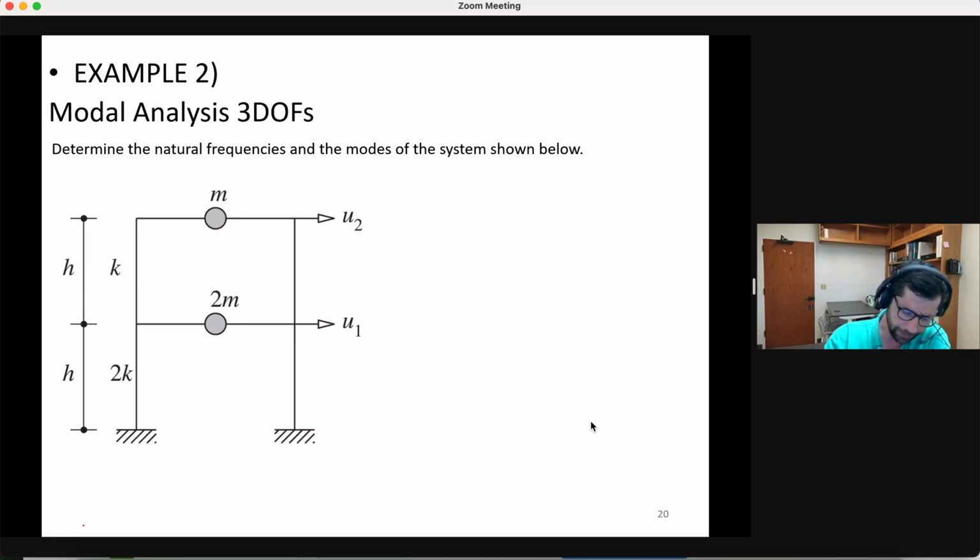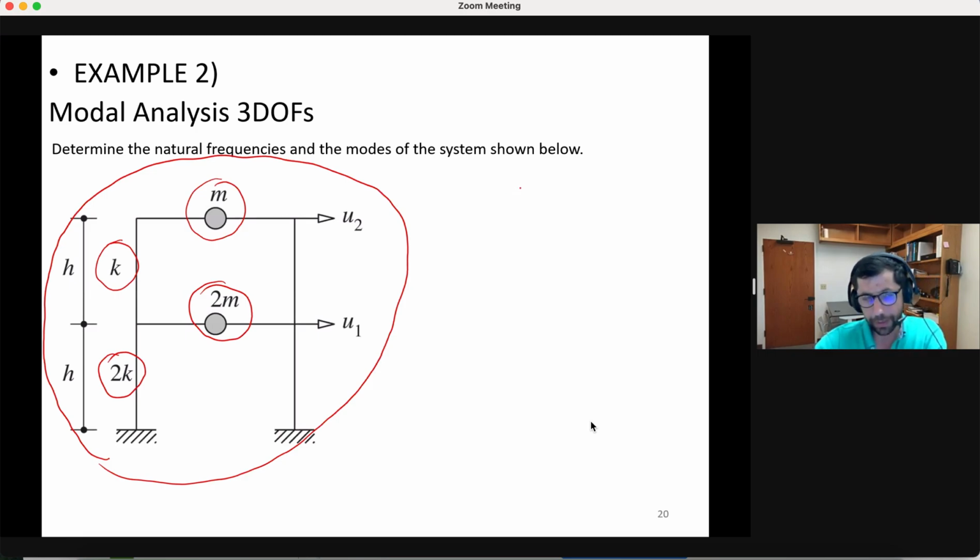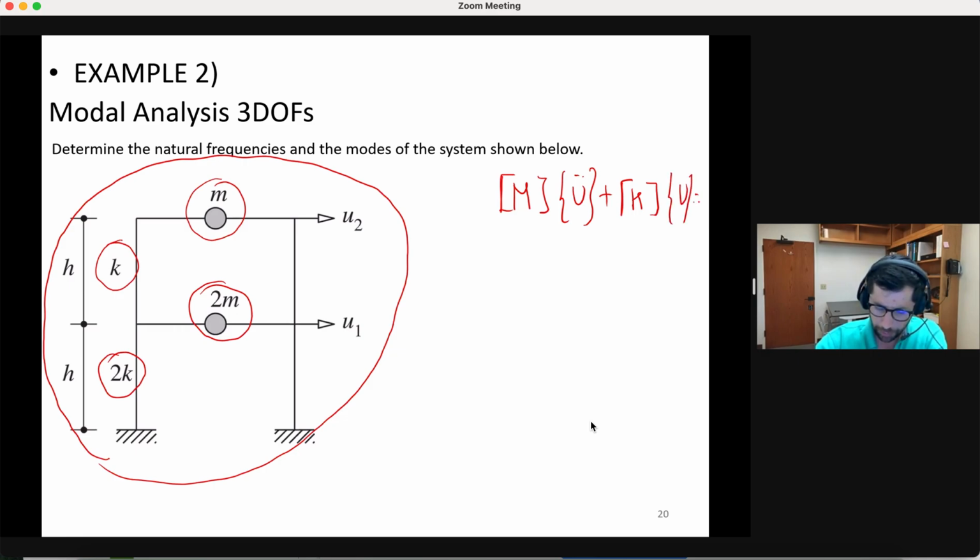Now, let's consider, for instance, the system that we are investigating is this system. This is a 2-degree of freedom system where the mass at level 1 is 2m, the mass at level 2 is m. The stiffness at level 1 is 2k, the stiffness at level 2 is k, okay? Well, we say that the problem of free vibration can be written in a simple way. It's simply equal to the mass matrix times the acceleration vector plus the stiffness matrix times the displacement vector is equal to 0. This is the problem of free vibration.